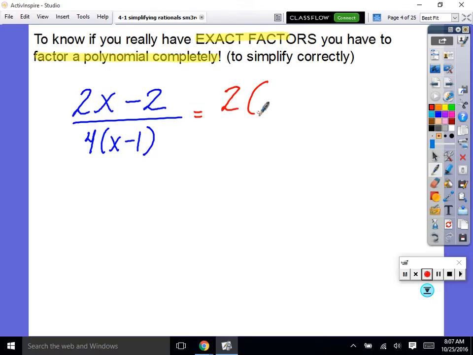So we'll pull out a 2, divide by 2. So what's left inside? X minus 1. Okay, we factor to the top.